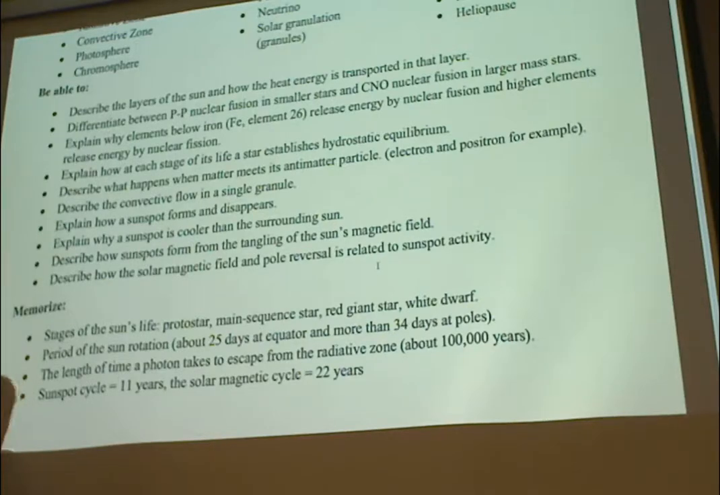It takes 100,000 years for that light to escape. But that's actually a good thing. It creates the radiation pressure. So the radiative zone is where we get the radiation pressure being generated. Above the radiative zone is the convective zone. And in the convective zone, it's more efficient to do convection than radiation. And so our sun looks like that. So the answer is radiation in the radiative zone, convection in the convective zone.